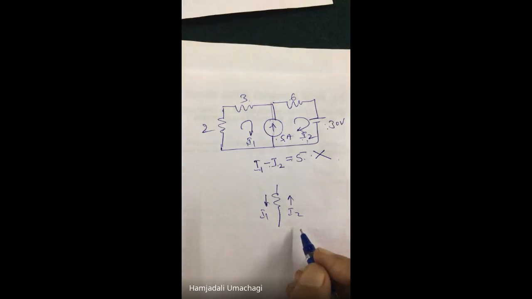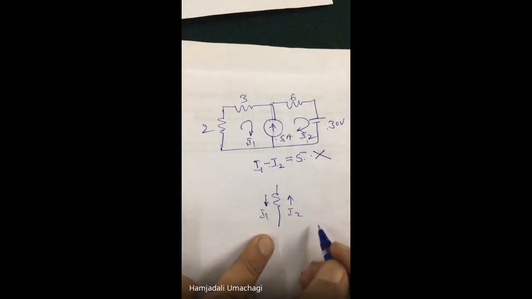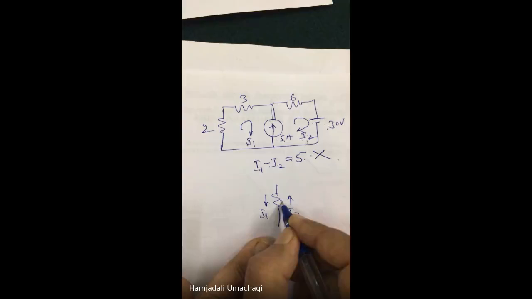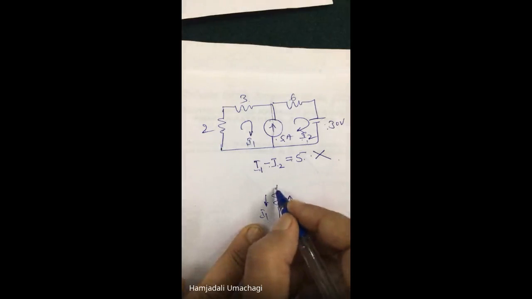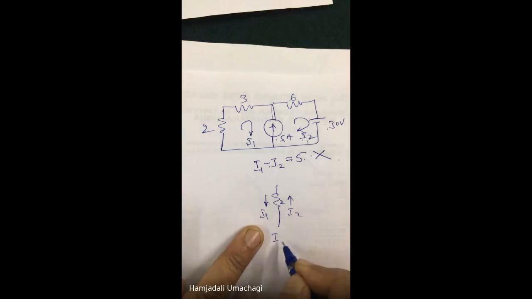Remember this. It's an important aspect in mesh analysis. Okay. See here, there is a 2 ohm resistor. What's the current through the 2 ohm resistor? I told you in the first class. I1 minus I2, isn't it?